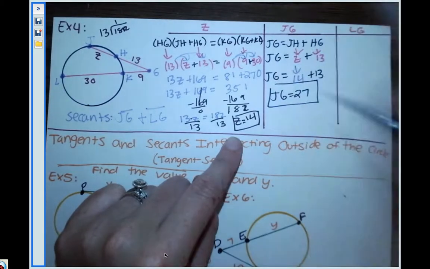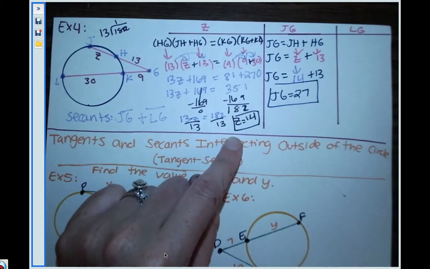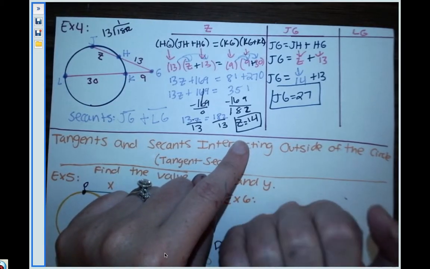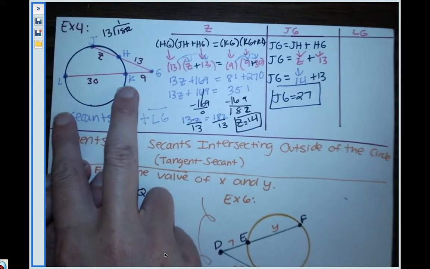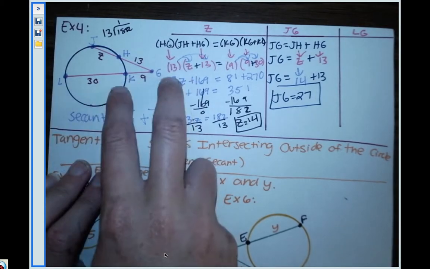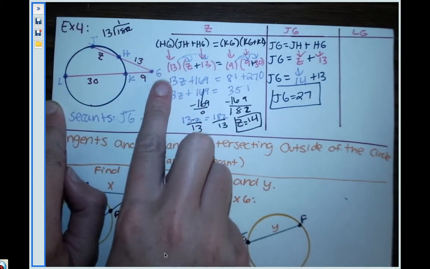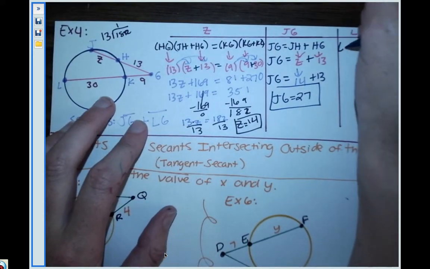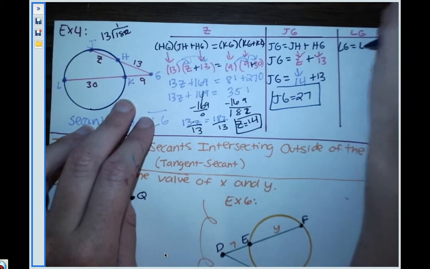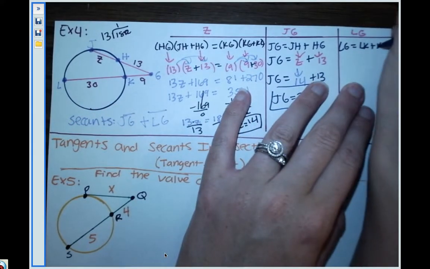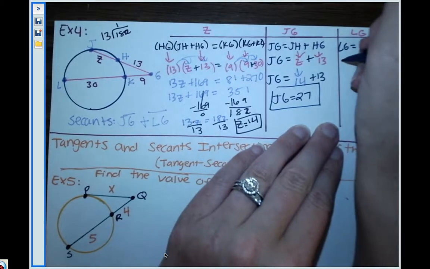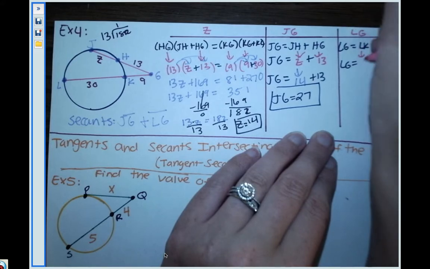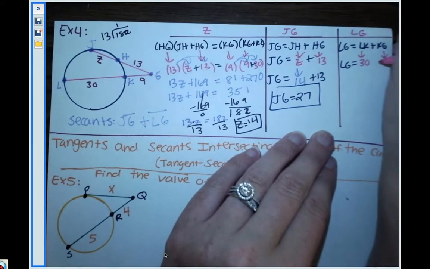And now, lastly, we need to find LG. Which 2 segments break down LG? It is LK and KG. So these 2 added together will equal the whole segment, which is LG. So let's do that real quickly. LG equals LK plus KG. All right, so LG equals LK, which is 30, plus KG, which is 9.